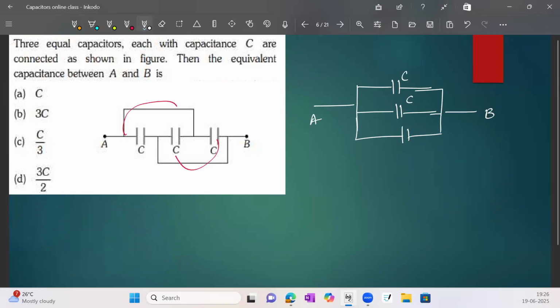So all these three are connected in parallel. So CAB equals C plus C plus C. So CAB equals 3C. So the answer is option B. Next.